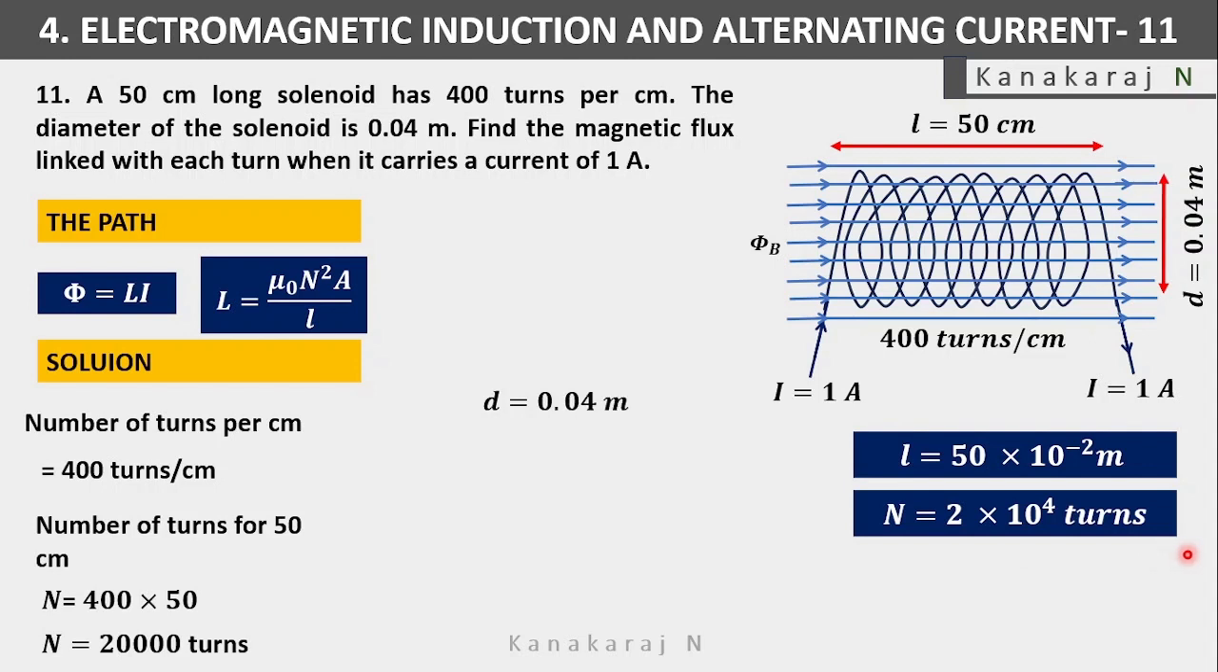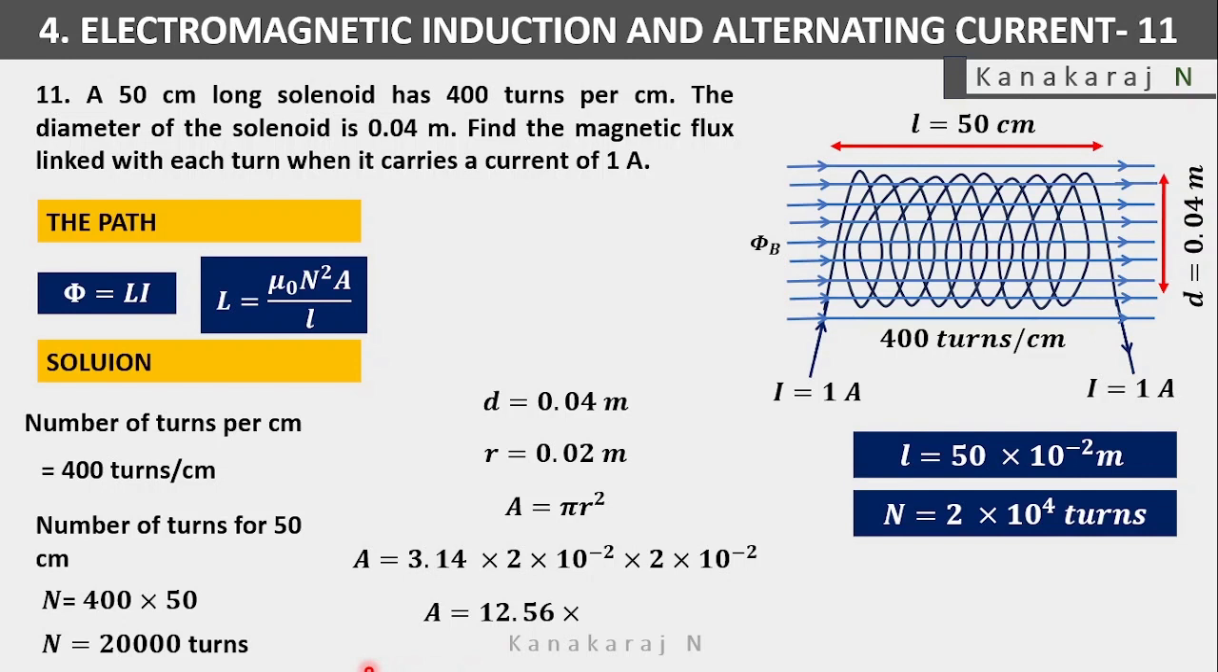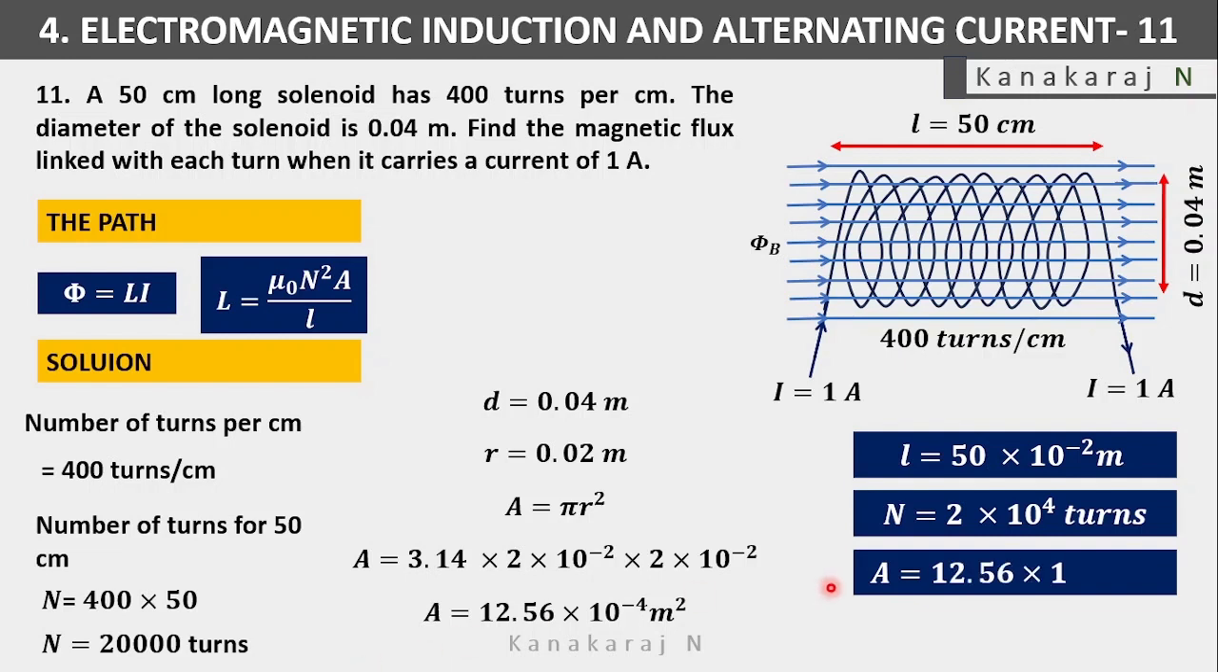Next, the diameter of the coil is given as 0.04 meter. Let us find the radius, which is half of this. Using this radius, we can find the area equals pi r square. Pi is 3.14, r is 2 into 10 power minus 2. Multiplying this, we get the area of the coil equals 12.56 into 10 power minus 4 meter square. Let's write this separately here. Then what is the current flowing through the coil? That is I, I equals 1 ampere.